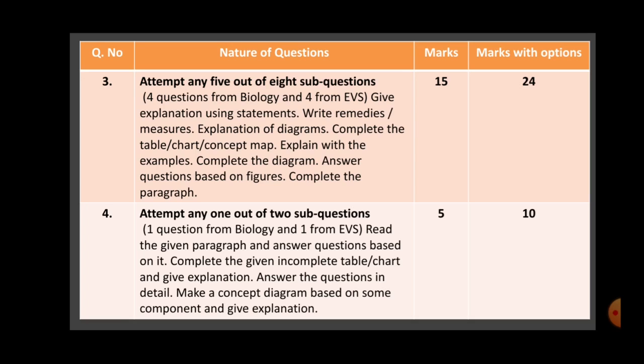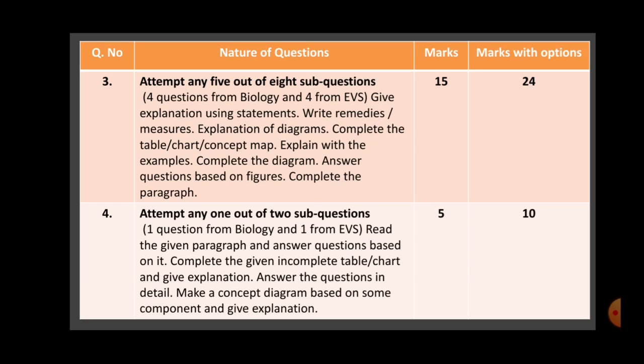Or certain figures or diagrams can be given and questions based on those diagrams or figures can be asked, or complete the paragraph can be asked, like fill in the blanks in a paragraph form in which you have to complete the answers, and these will be of 3 marks each. So 5 questions, 15 marks, and with options 24 marks.